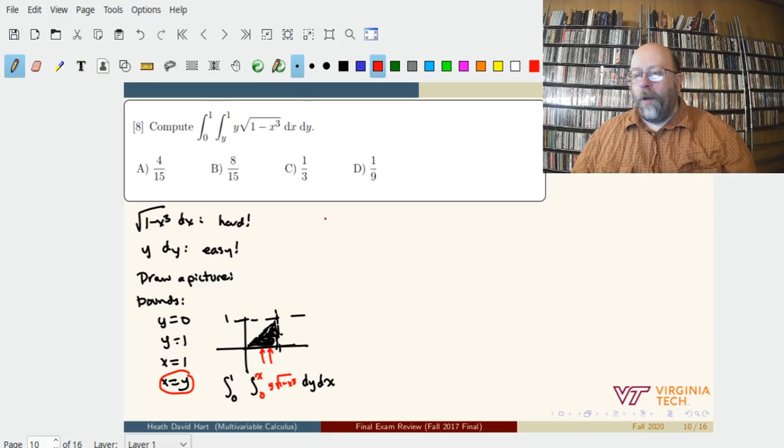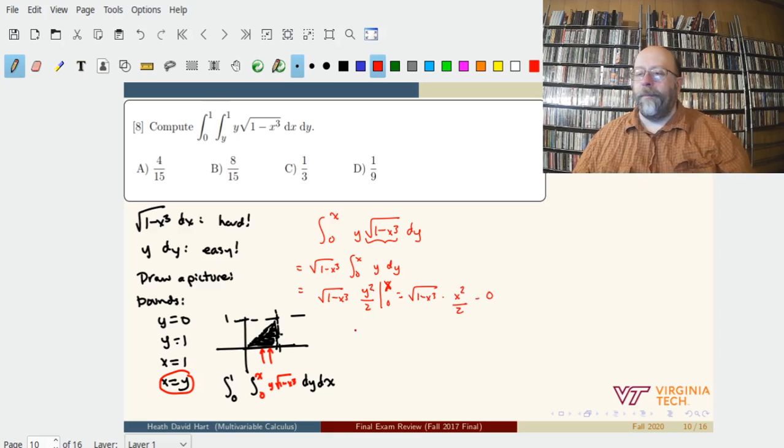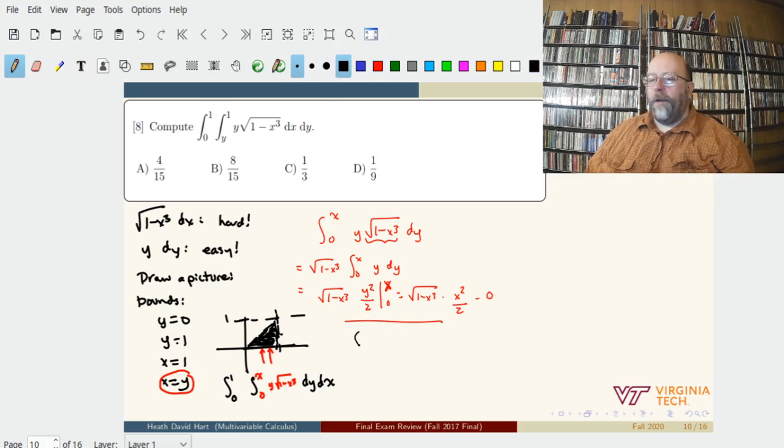So we'll start with this one, 0 to x of y times the square root of 1 minus x cubed dy. This is a constant, so I can pull it out to the front. And y I can integrate and get y squared over 2. Evaluated at 0 and x, sorry. And we get the square root of 1 minus x cubed times x squared over 2 minus 0. So now the next integral we want to work out is the integral from 0 to 1 of the square root of 1 minus x cubed times x squared dx with an extra 1/2, and I'll take the 1/2 out to the front.